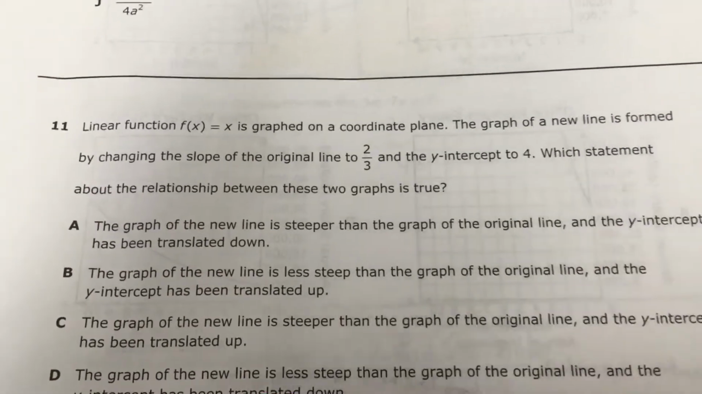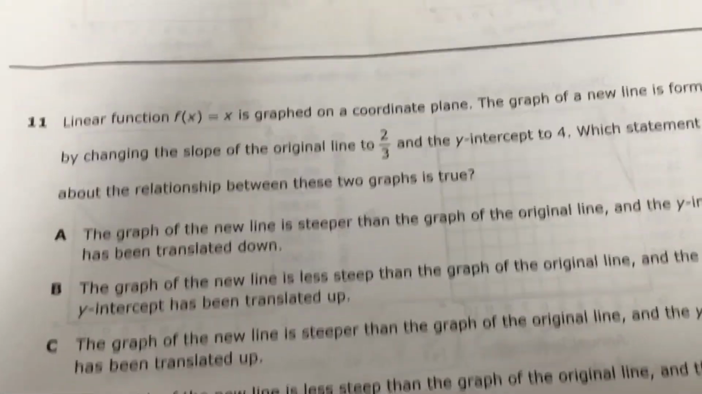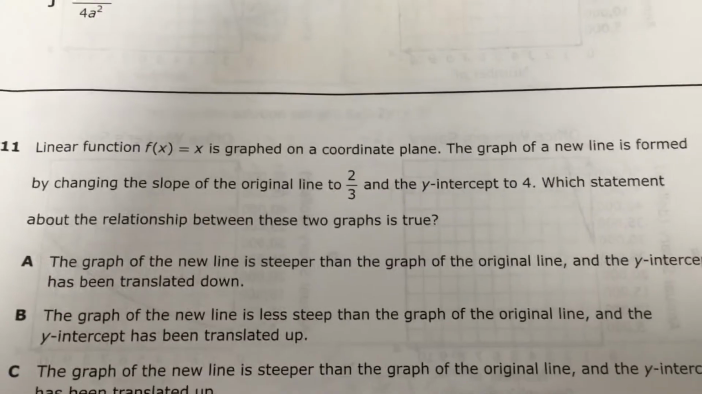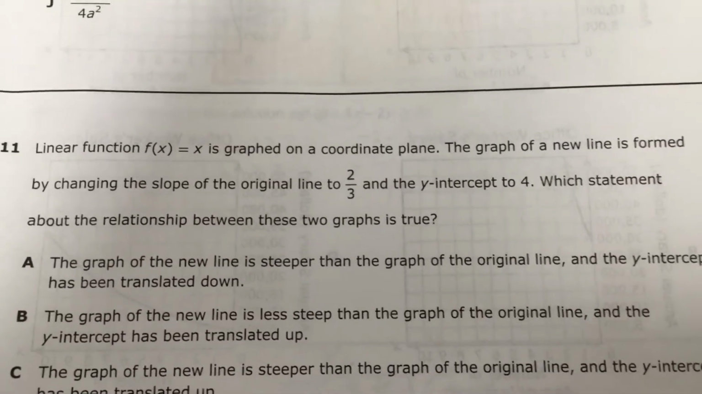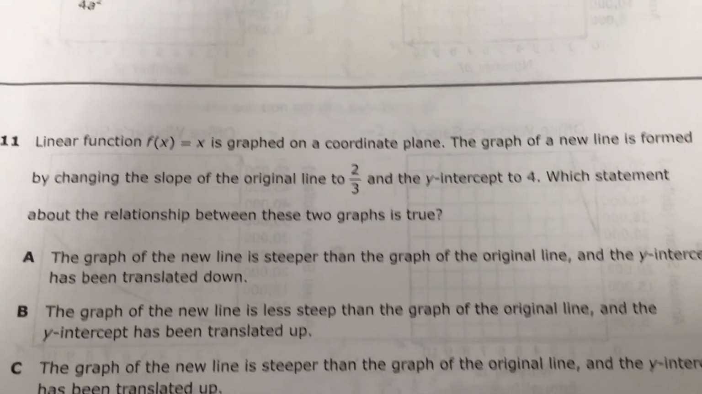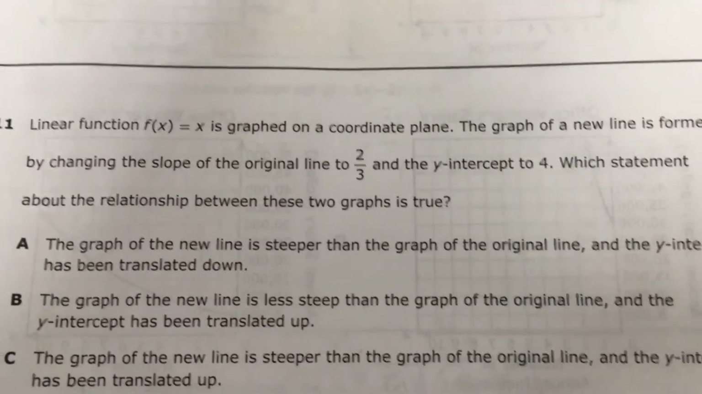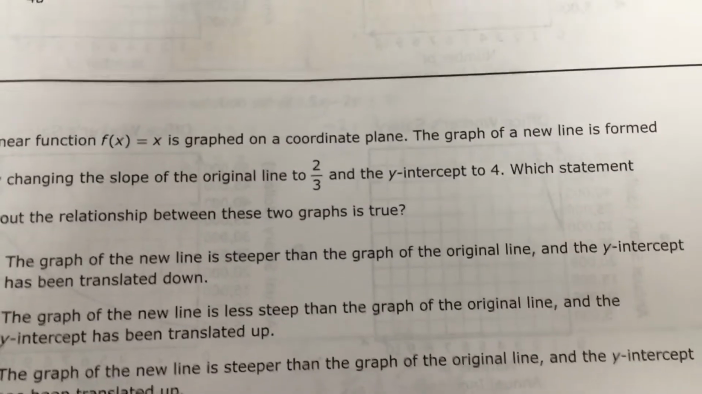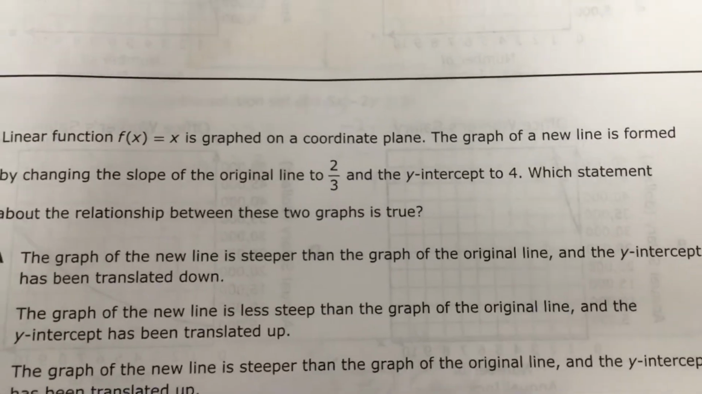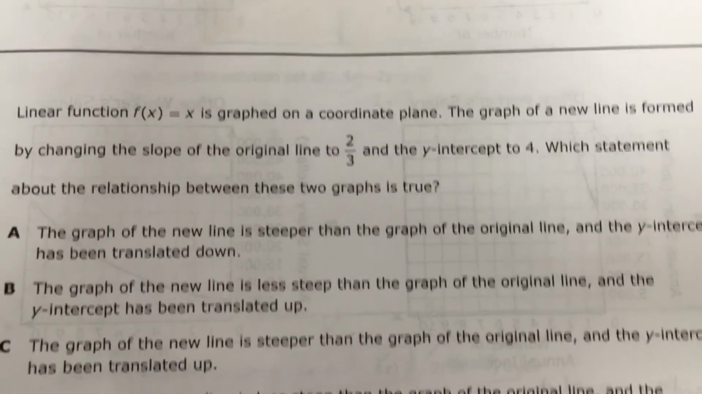Question number 11 on the 2016 Algebra 1 STAAR test says that a linear function f of x equals x is graphed on a coordinate plane. The graph of a new line is formed by changing the slope of the original line to 2/3 and the y-intercept to 4. Which statement about the relationship between the two graphs is true?